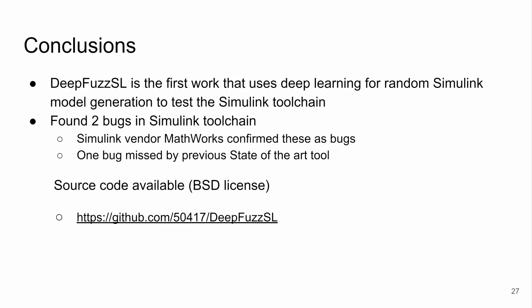So in conclusion, our work, DeepFuzzSL, is the first work that employs deep learning to automatically generate Simulink models to test the Simulink toolchain. We are able to find 2 bugs in the Simulink toolchain, and the prototype implementation as well as the evaluation data are open source on GitHub.